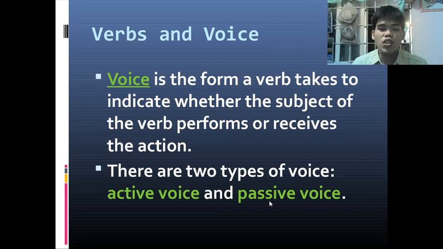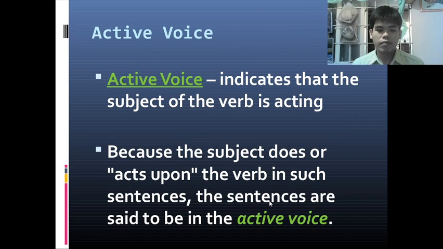So before we continue, what do we mean first by voice? So voice is connected to verbs. So voice is the form a verb takes to indicate whether the subject of the verb performs or receives the action. So there are two types of voice, the active voice and the passive voice.